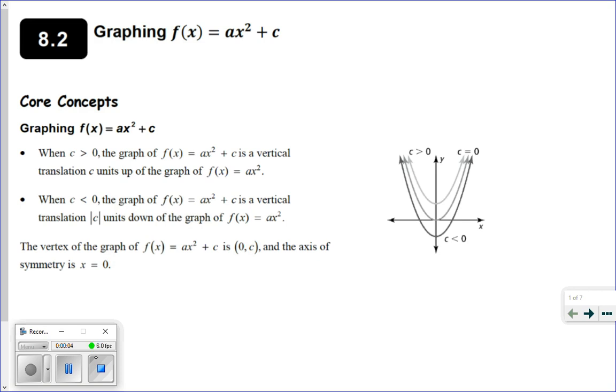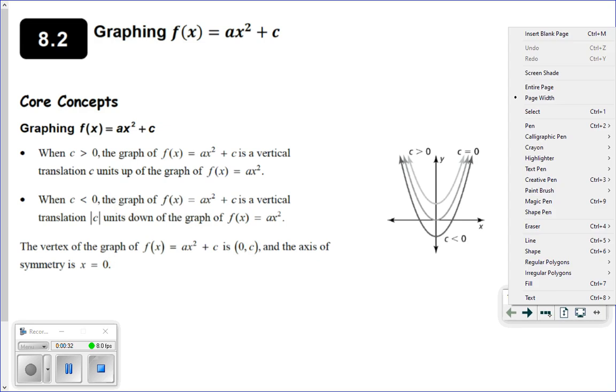So today we're moving on, and we are going to talk about what happens when you add or subtract a constant from that function f of x equals ax squared. As you can see here, when c is greater than 0, the graph of f of x equals ax squared plus c is a vertical translation c units up from the graph. So that's going to be, grab a different color and I can highlight that for you.